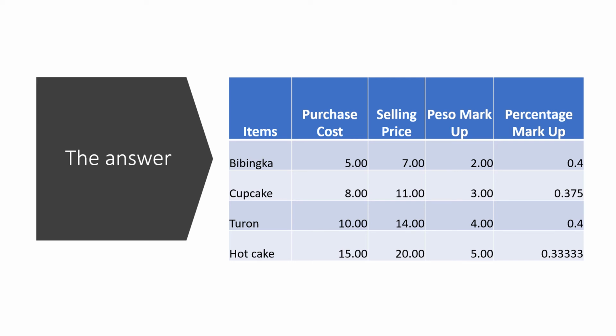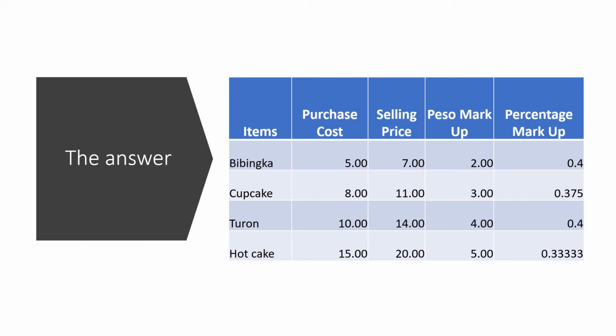While turon, selling price 14 pesos and you purchase it for 10 pesos. Your peso markup is 4 pesos. And last, for hot cake, your selling price is 20 pesos and your purchase cost is 15 pesos. So this is 20 minus 15. That is your peso markup, 5 pesos.